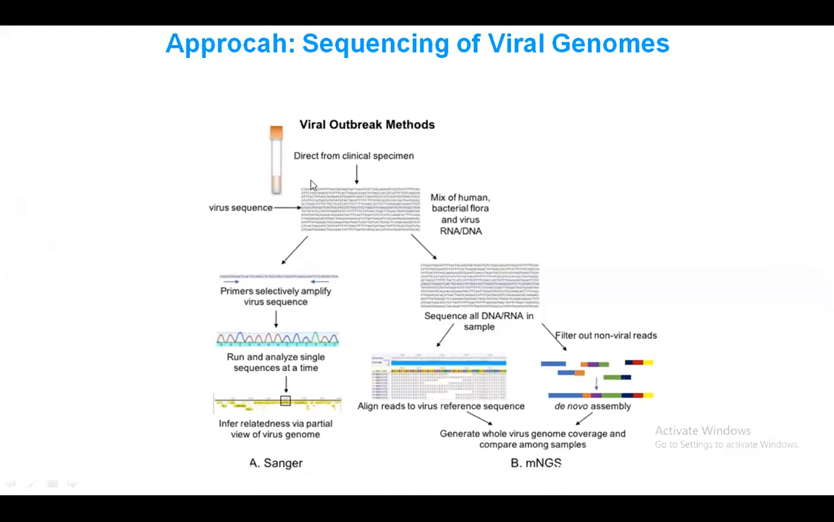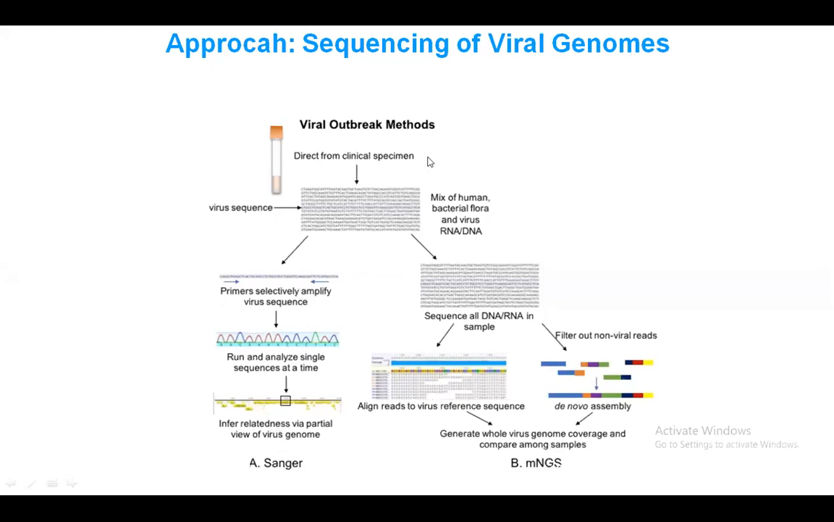In the Sanger method, you first take the sample directly from the clinical specimen. Once you have the sample, you can amplify it using primers that are very selective for particular virus sequences. Then you can run and analyze a single sequence at a time, and infer its relatedness via a partial view of the viral genome. This is the Sanger method.